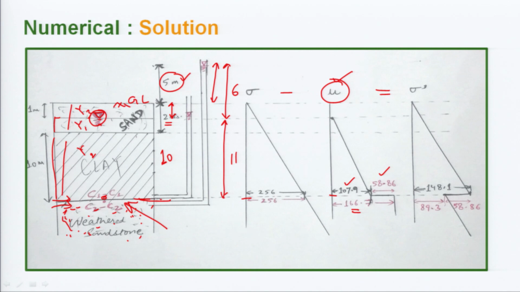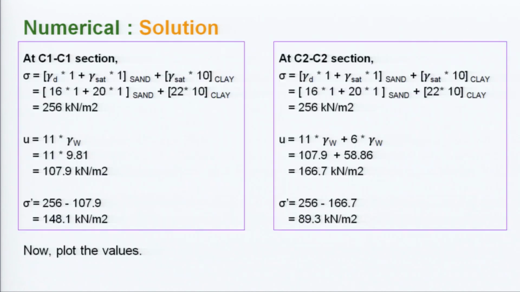So, understand here what happens, that due to this pore water pressure the effective stress got reduced here, due to the artesian pressure, by the same amount by which the pore water pressure was initially increased, and here the effective stress came out to be 89.3 at just below this line, at just below this section. So, this was changed by the amount of 58.86, that was the change in the pore water pressure level. So, these are very important things that we understood here.